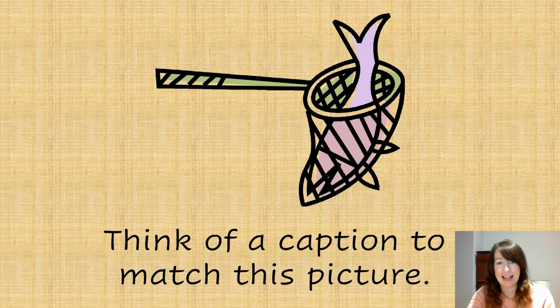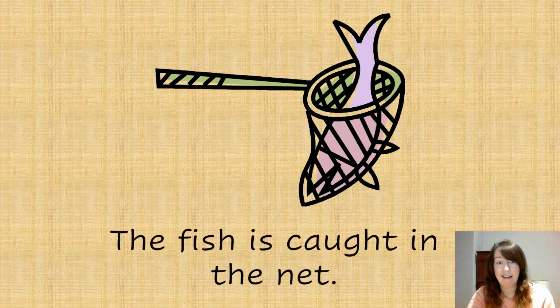I said, the fish is caught in the net. You could have said, the fish is in the net. There is a fish in the net. The net is around the fish. Well done. Let's go on to the next one.